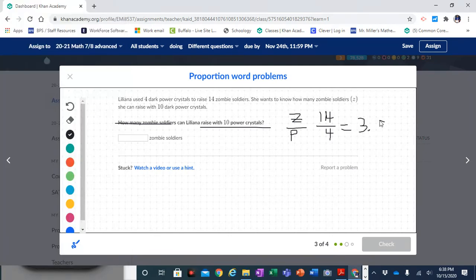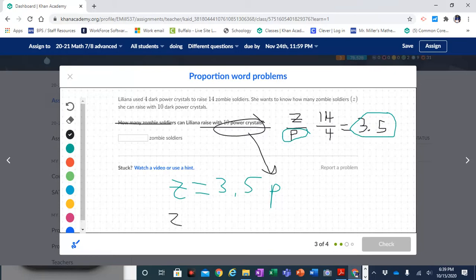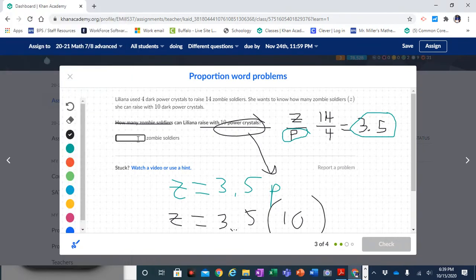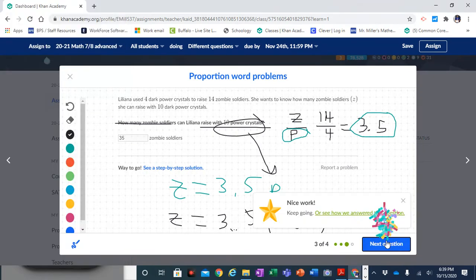3.5. Once again, the letter on the bottom goes with the number. So my equation here is going to be Z equals 3.5 P. All right, well, we know what P is. P was the power crystals. So that means that Z is equal to 3.5 times the number of power crystals, which was 10. And just to show that it's 35 on the calculator, I'll do that. 3.5 times 10, 35. And that's 35 zombies.